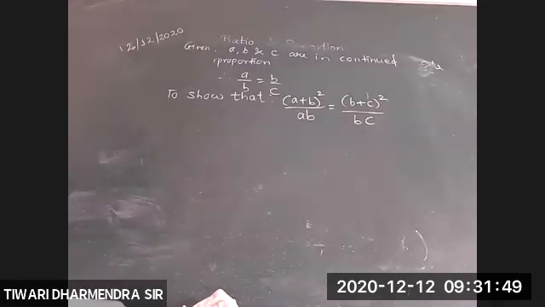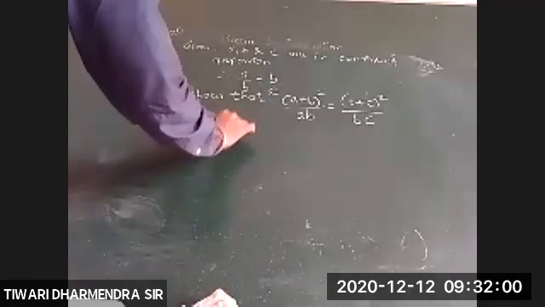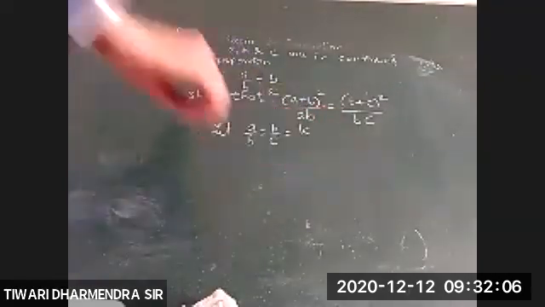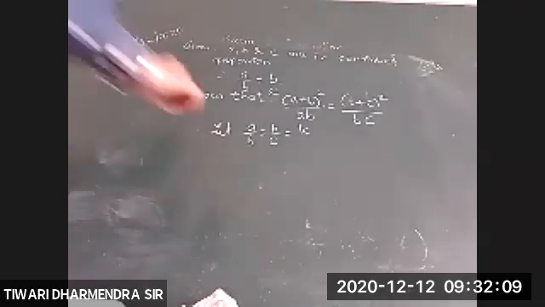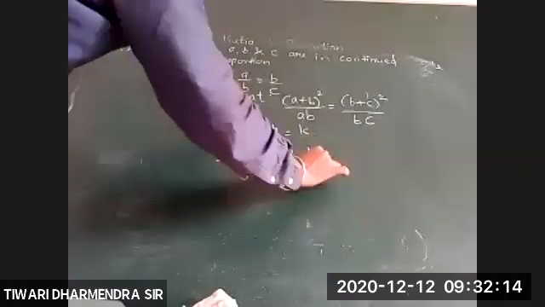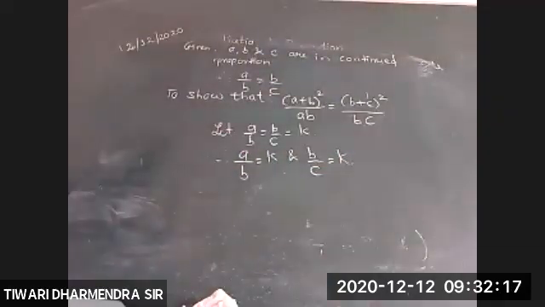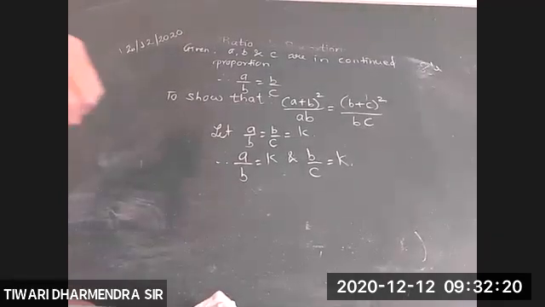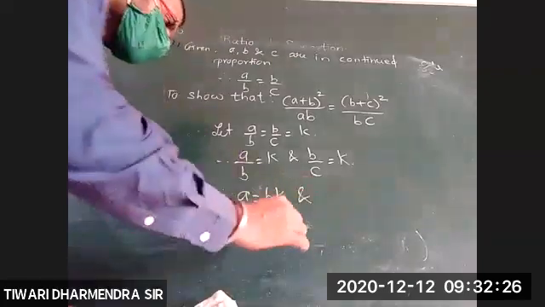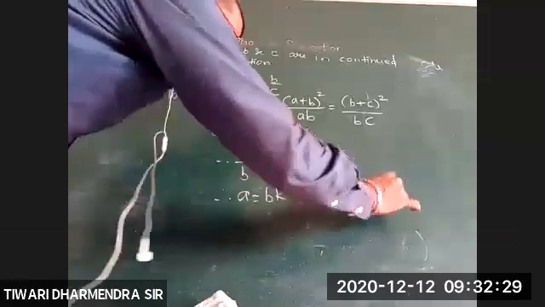So in order to show this, we'll be taking the help of the K method. Okay. Let A by B equal to B by C equal to K. What do we get from here? Therefore, A by B equal to K and B by C equal to K. Okay, and this is understood. So therefore, A equal to BK and B equal to CK.